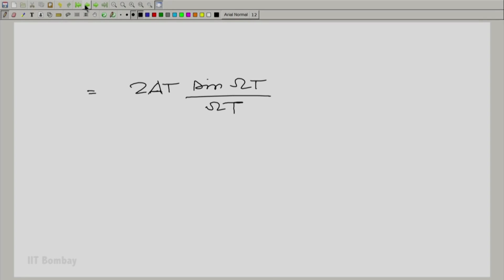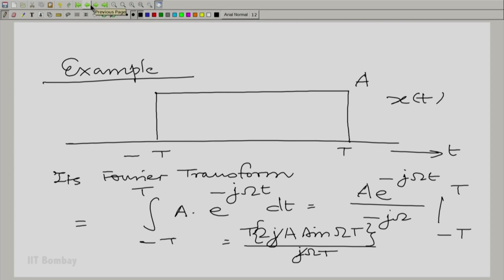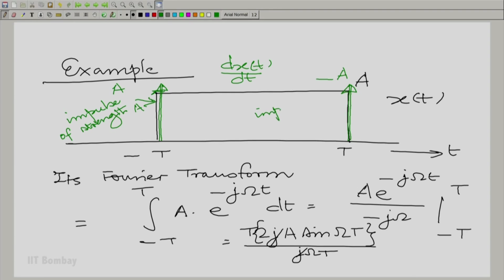So, in fact, I will show the derivative right there first in a different color. Let me show you the derivative in green. How would dx t dt look? Of course, in the conventional sense dx t dt would not exist because the right and the left derivative would not be equal, but then here you could use the idea of impulses. So, dx t dt would essentially have two impulses, one impulse located here of strength A and one impulse located here of strength minus A.